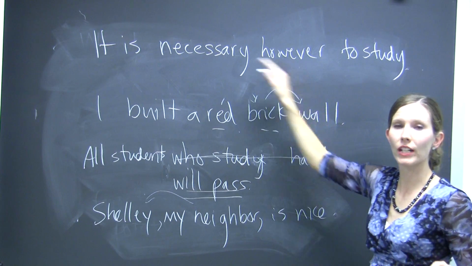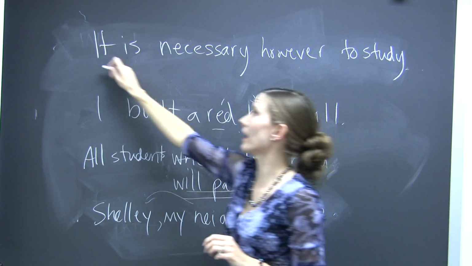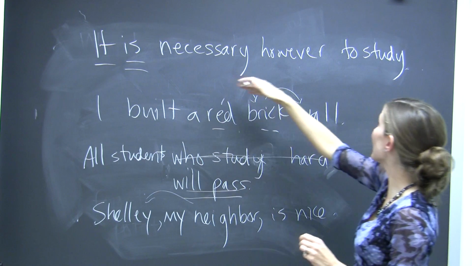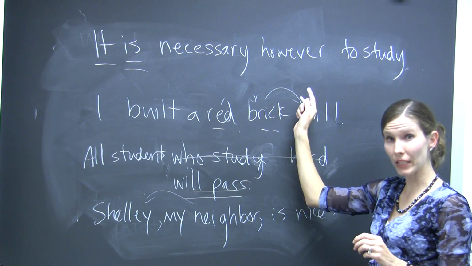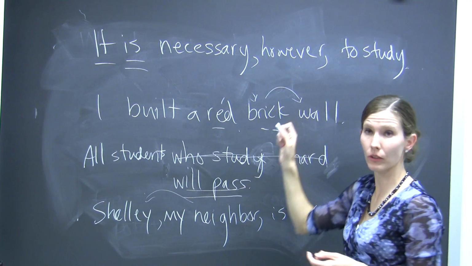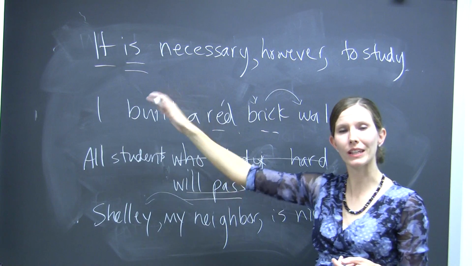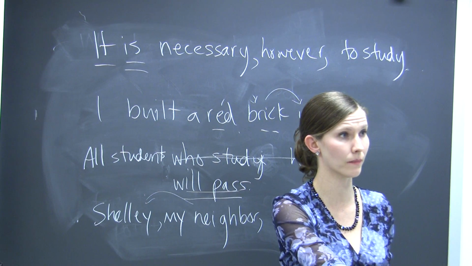this word, however, interrupts my sentence, and it's not necessary for the meaning of my sentence. I have my subject and my verb. It is necessary to study. Because I've dropped that transition word in the middle, and it's unnecessary for the sentence, I need to surround it with commas. So this has to do with interrupting words or interrupting phrases in the middle of your sentence.